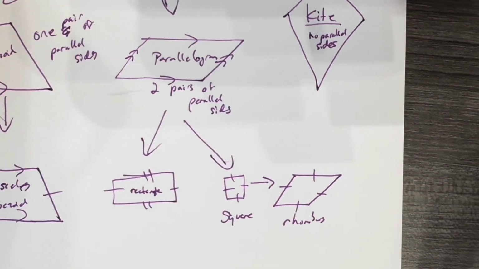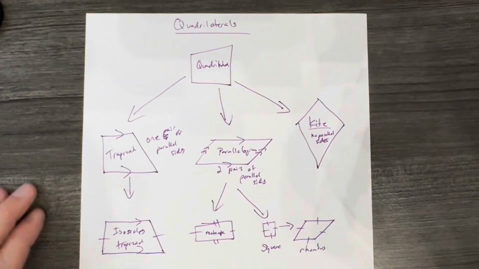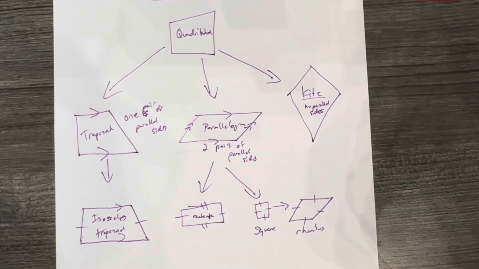So we're coming up on a 4.5-minute video. But basically, this is the hierarchy that we're going to be discussing tomorrow for quadrilaterals. And then we have some other characteristics that we'll talk about, but this is the basis of it, guys.